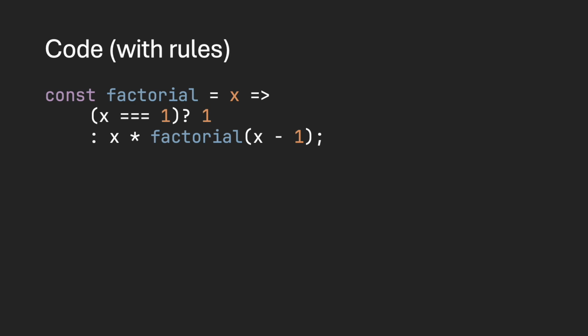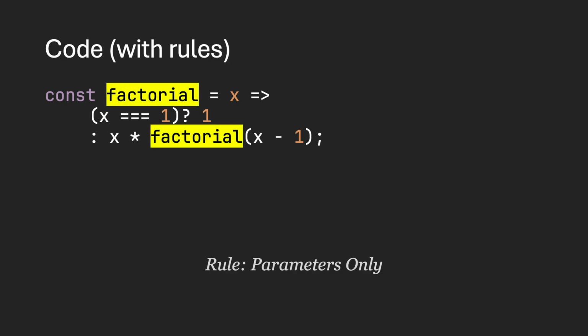Now, let's get to the magic rule. The rule is that we can only use parameters of our factorial function inside its own definition. It looks like this rule is already satisfied, since the factorial function only depends on the parameter x we pass in. However, we also use the name factorial inside the factorial function, which isn't a parameter of itself.